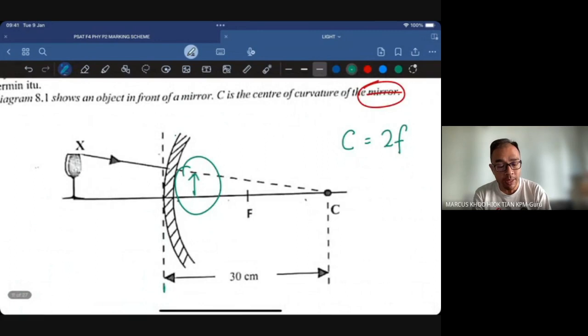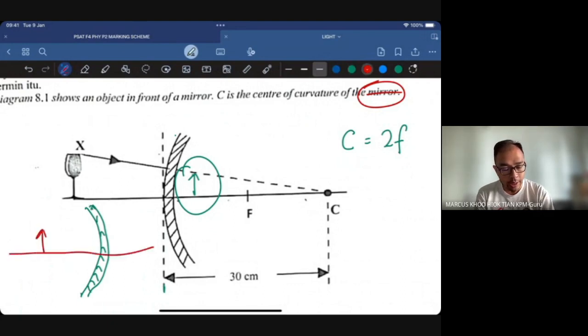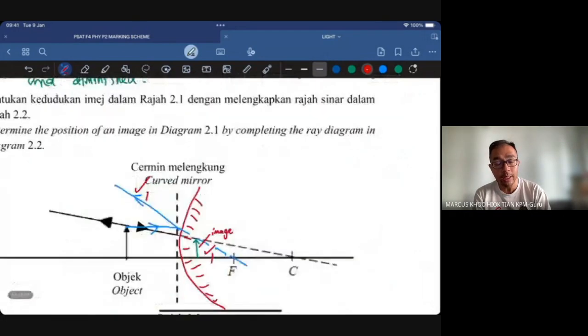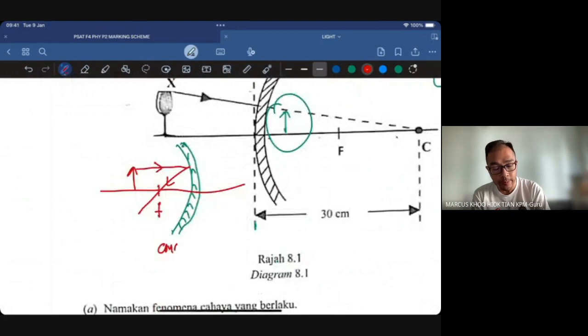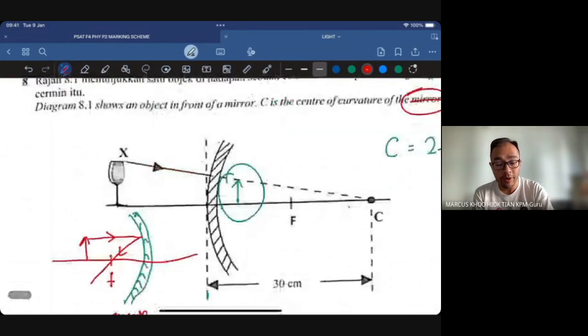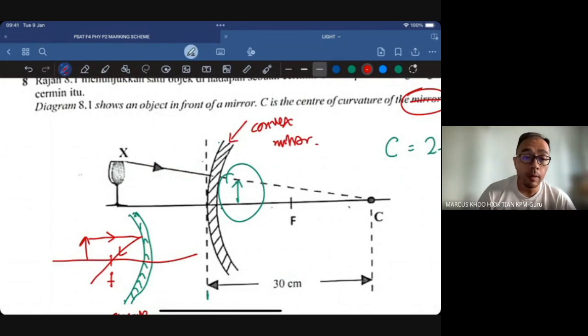If concave mirror, what is the shape? It curves inward, like that. This is a concave mirror. If concave mirror, if our object is here, it will focus on the F. It goes here. If it is a convex mirror, it will go outward. Concave mirror will focus inward. But this is a convex mirror. So, knowing the difference now.